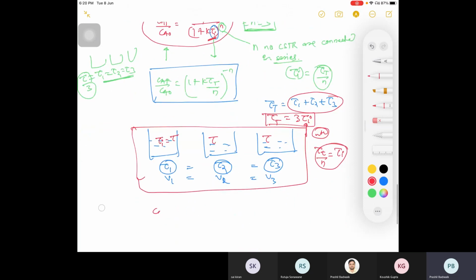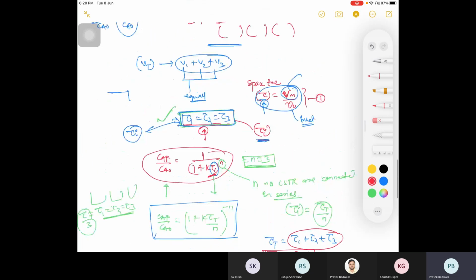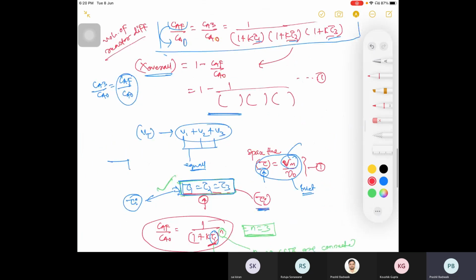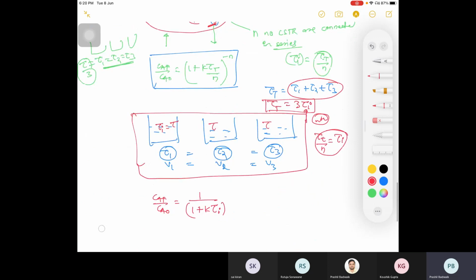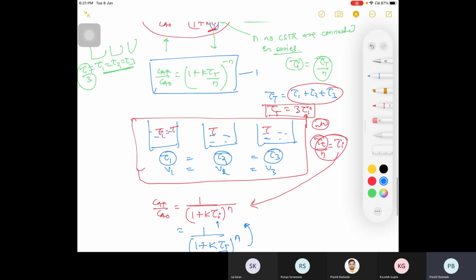Okay, so now please replace this individual time. I'll write here CA final divided by CA initial is equal to 1 upon 1 plus k tau individual, right? Here you see there is 1, 2, 3, and n, all equal. So tau individual to the power n, right? Now I am not doing anything, just replacing the value of tau I, that is in terms of total tau of the system divided by n. So if I replace, I will get 1 upon 1 plus k tau total divided by n, that is your individual one, to the power n. Now I take it to the numerator, so I will get this equation, right?